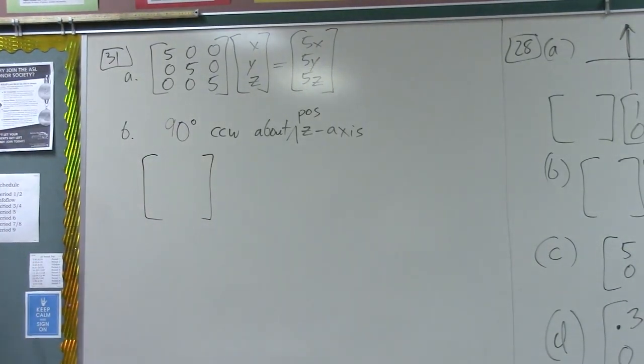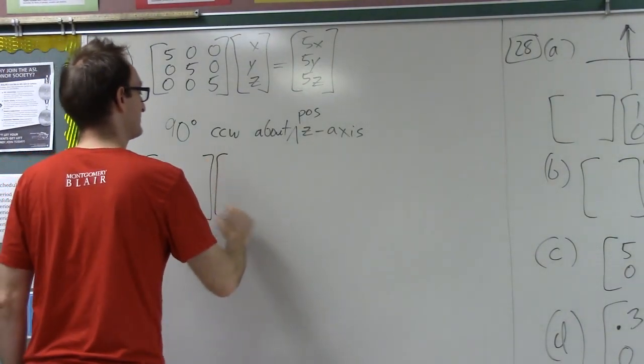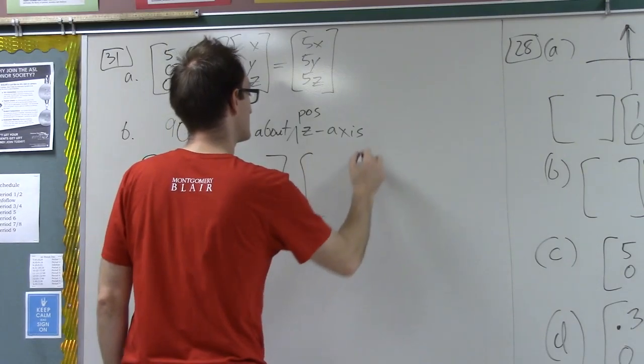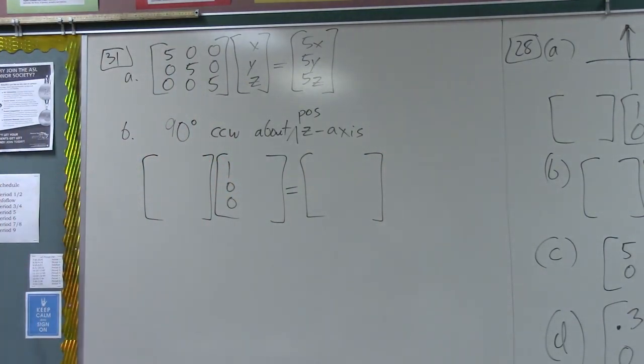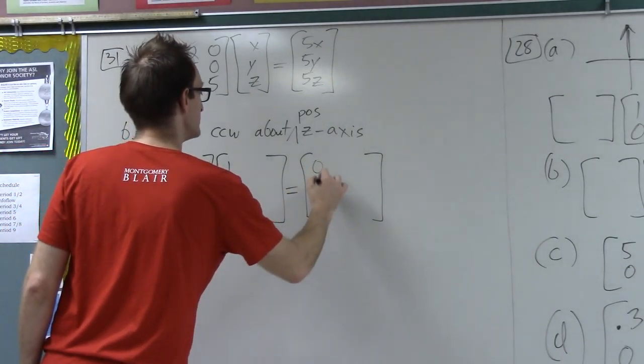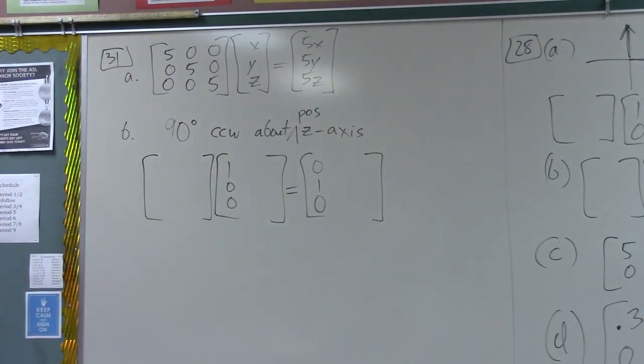Here's what we have to do now. What is going to happen to the vector 1, 0, 0, which is the positive x-axis? If the whole space is being rotated by 90 degrees counterclockwise about the z-axis, where does it go? 0, 1, 0. Yep. The positive x-axis is being transformed to the positive y-axis. You guys with me? Okay.